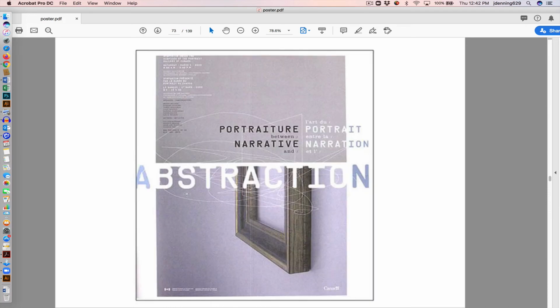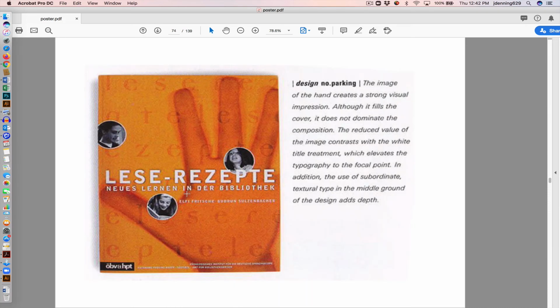Here's a larger example of that. In this design, the image of the hand creates a strong visual impression. Although it fills the cover, it does not dominate the composition. The reduced value of the image contrasts with the white title treatment, which elevates the typography to be the focal point. In addition, there's this subordinate textural type going throughout the space that adds a third element, depth, to the design.